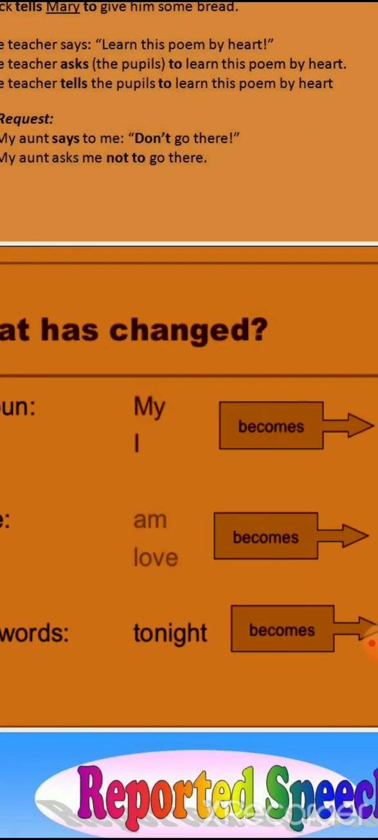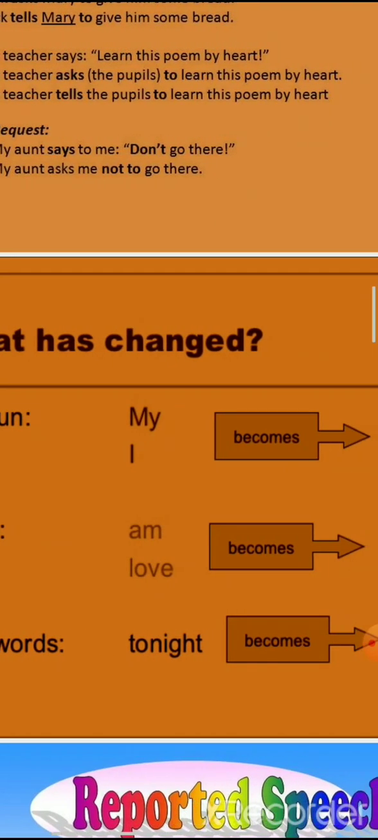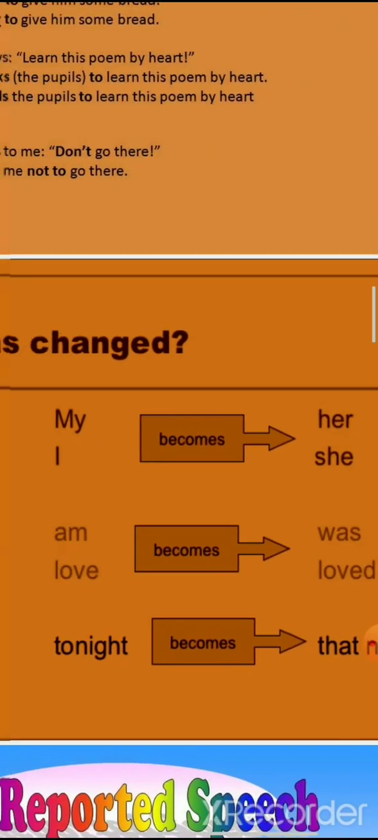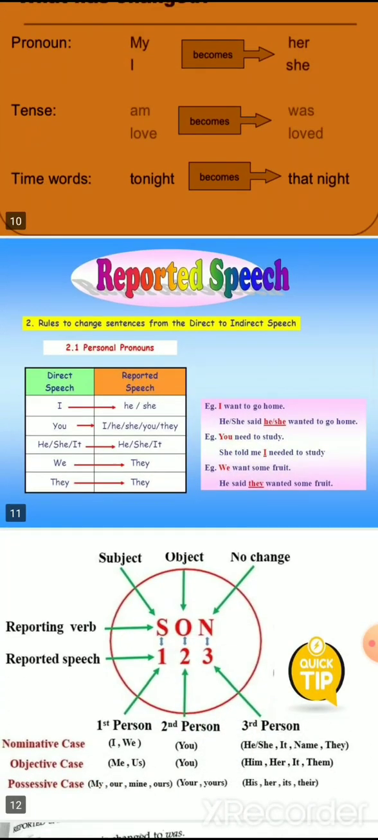And let us see about the pronoun change. My, I and my becomes her or she. Tense: am becomes was. Okay. Tonight becomes that night, as we have seen in the previous slide.